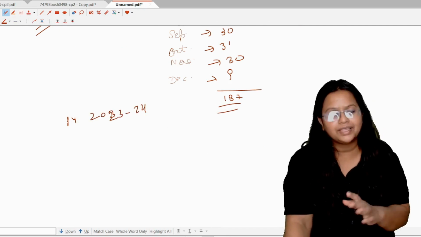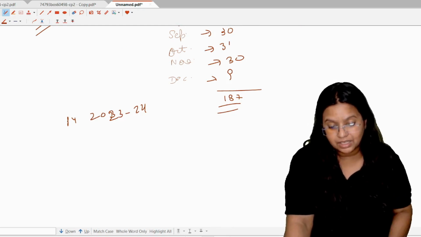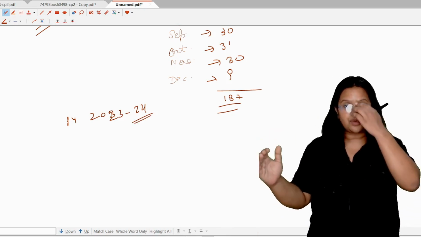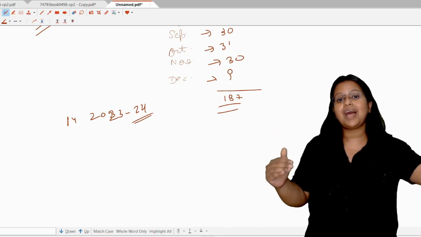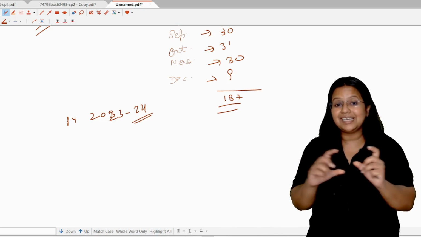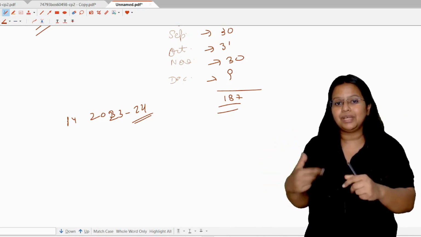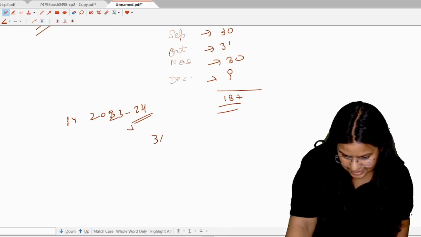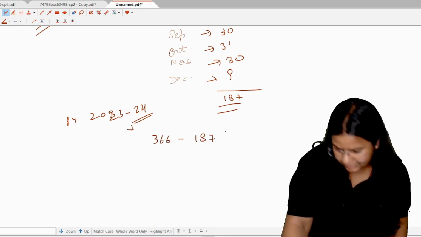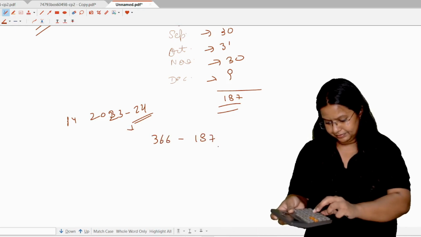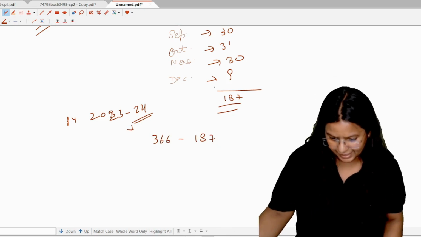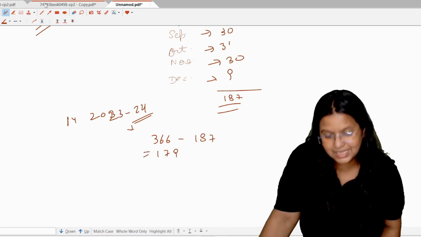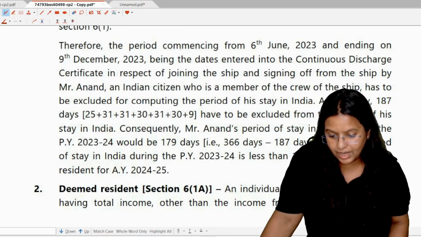Normally there are 365 days in a year, but as it is 2024, it means from 1st April 2023 to 31st March 2024, it is a leap year. February is a leap month in the year 2024. So total days were 366. Minus 187, let's deduct it. So 179 days. The total number of days in the previous year in which he was present in India was 179 days.